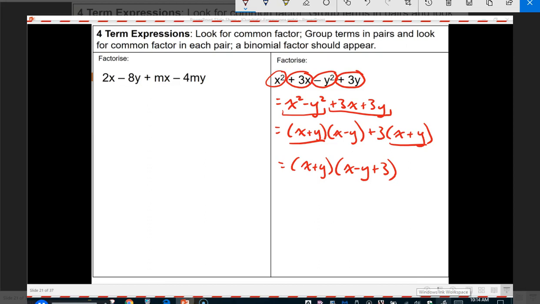All right, guys, so that is factorizing 2 and 4 term expressions.